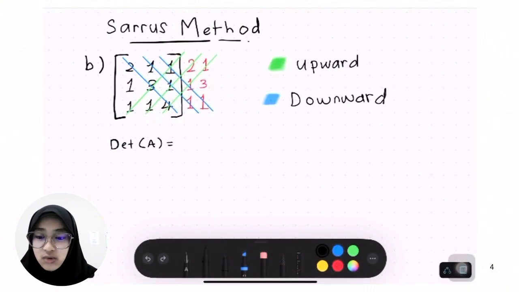Oh, now we know how to do it. Question B is to find the determinant using Sarrus method. Hannah, do you know how? Oh, I know how to do this question. So now I'm going to show you how to find the determinant of the matrix using Sarrus method.